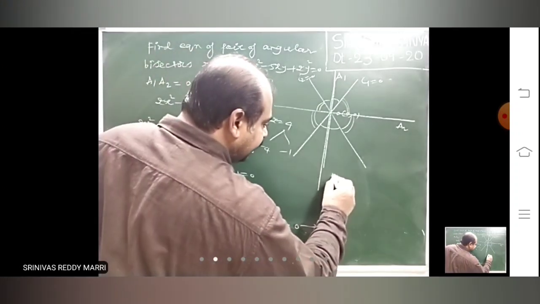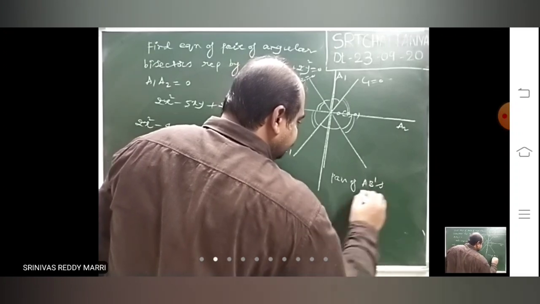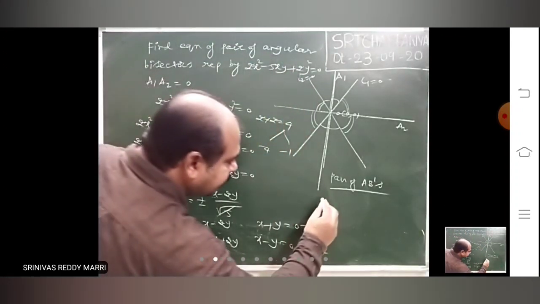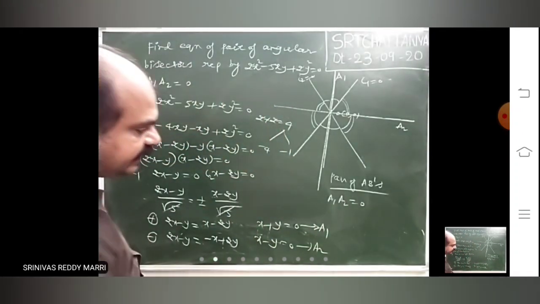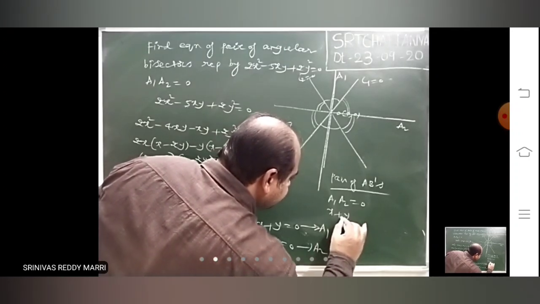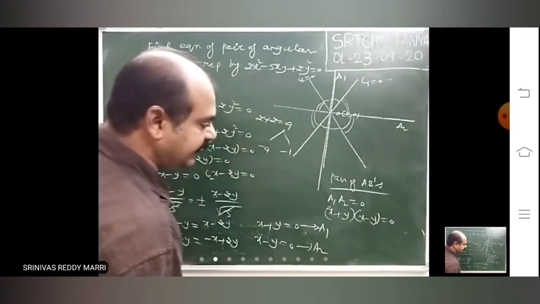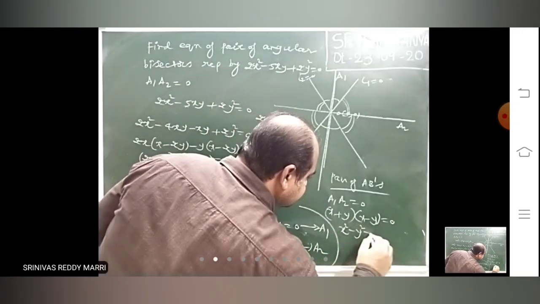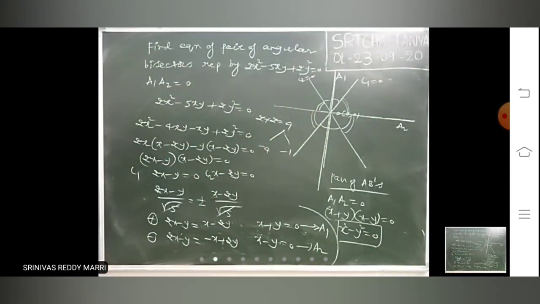So what is the pair of angular bisectors? Pair of angular bisectors is nothing but A1 into A2 equal to 0. This is the actual method of doing. That means x plus y into x minus y equal to 0. That means the combined equation of A1 and A2 is nothing but x square minus y square equal to 0.